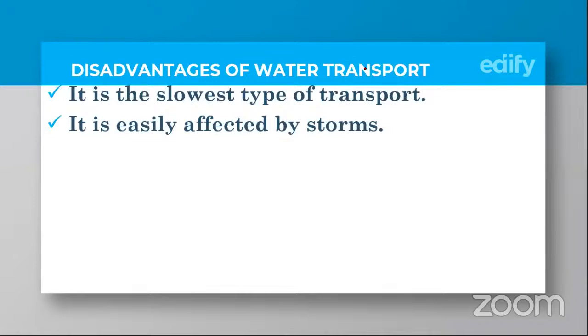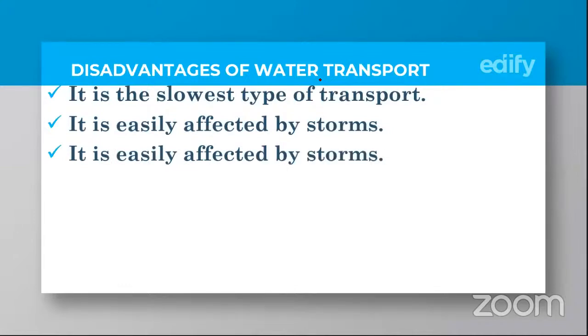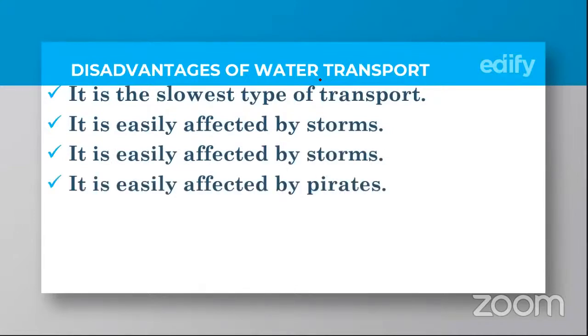So let's continue. I want us to move to other disadvantages of water transport. Water transport is easily affected by storm. We have mentioned it. I'm sorry, I've repeated it there. But also it is easily affected by pirates. Now, who are pirates? We can call them armed robbers on water. We call them pirates. Most of the water bodies have these very dangerous armed people, and they launch attacks on water. They will take control of a ship and ask a very heavy ransom.